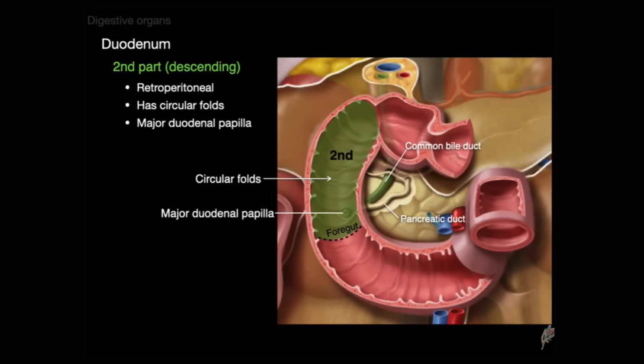Now, the second part, like I said, is retroperitoneal, meaning it consists of circular folds to increase the surface area, allowing for the absorption of nutrients. Here you can see the common bile duct and the pancreatic duct. They form the major duodenal papilla, and this allows bile and pancreatic juice to flow into the duodenum, helping with the chemical digestion of food.